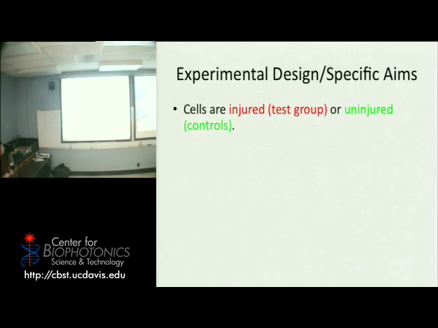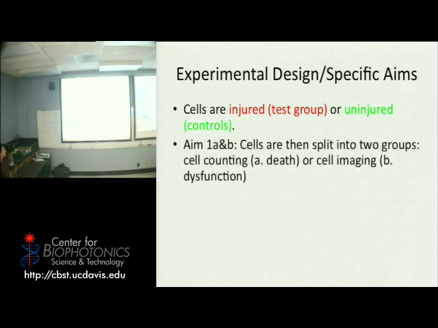So, all right, still my design. We have cells that are injured, so this is my test group, and I have cells that are uninjured, my control group. And what I tried to do for the rest of this is keep all of my test groups in red and my control groups in green, just so you can see where my controls are.